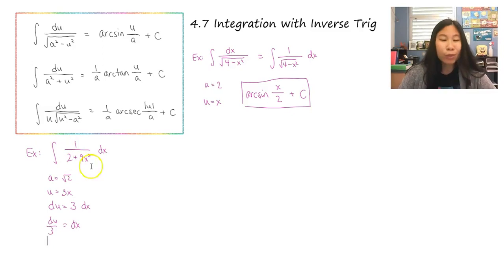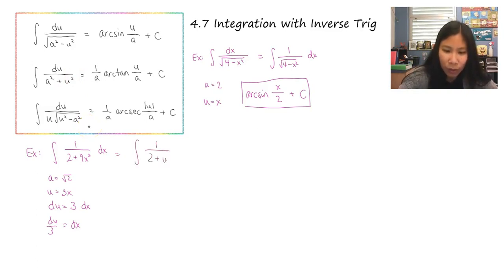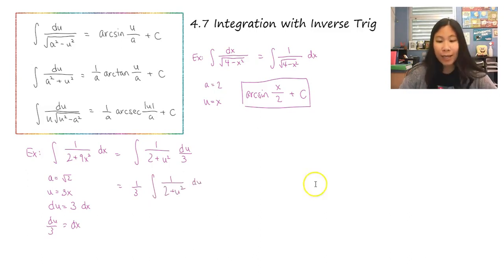So really, I'm rewriting my original problem in terms of u so that we can make it look like the formula from above. So this would really be 1 over 2 plus u squared, and then dx we said was du over 3. Because I have the du over 3, that's kind of like a constant, so I'm going to move it onto the outside, so that's 1/3 times 1 over 2 plus u squared du.